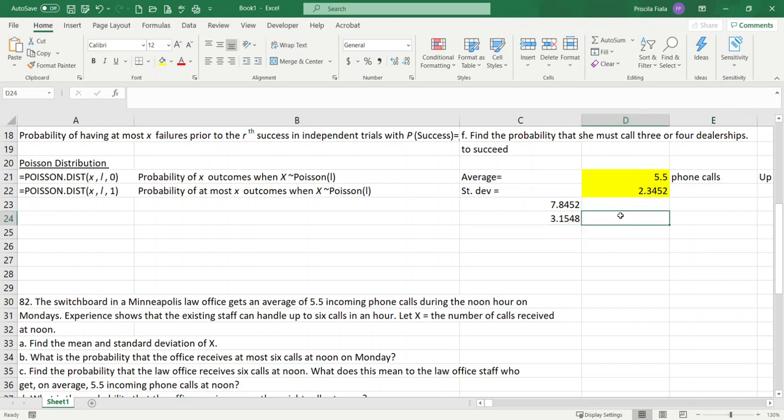And if I would ask you one standard deviation below the mean, so you subtract, you would have 3.15 to 7.84, but I'm not going to ask you that as far as this chapter. We're going to start on chapter 6 on the normal distribution. You're going to be looking at the intervals.